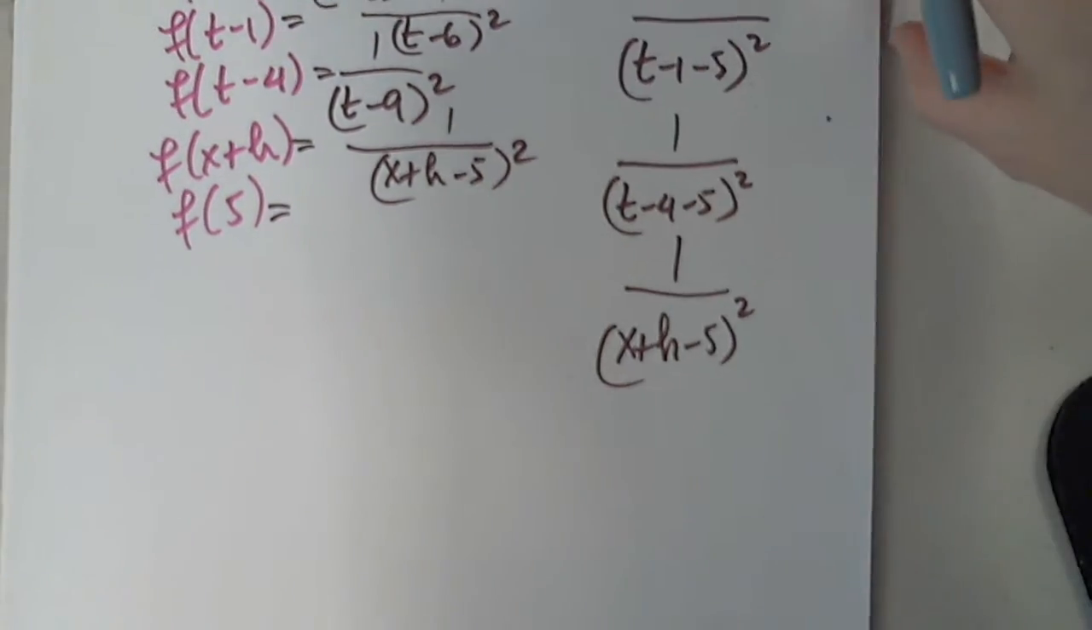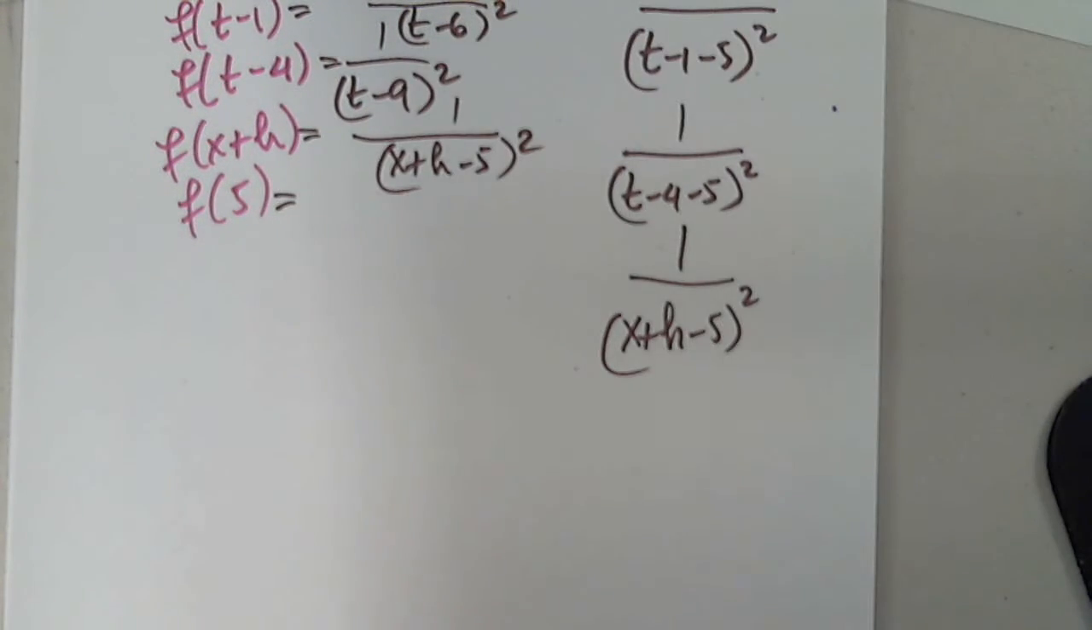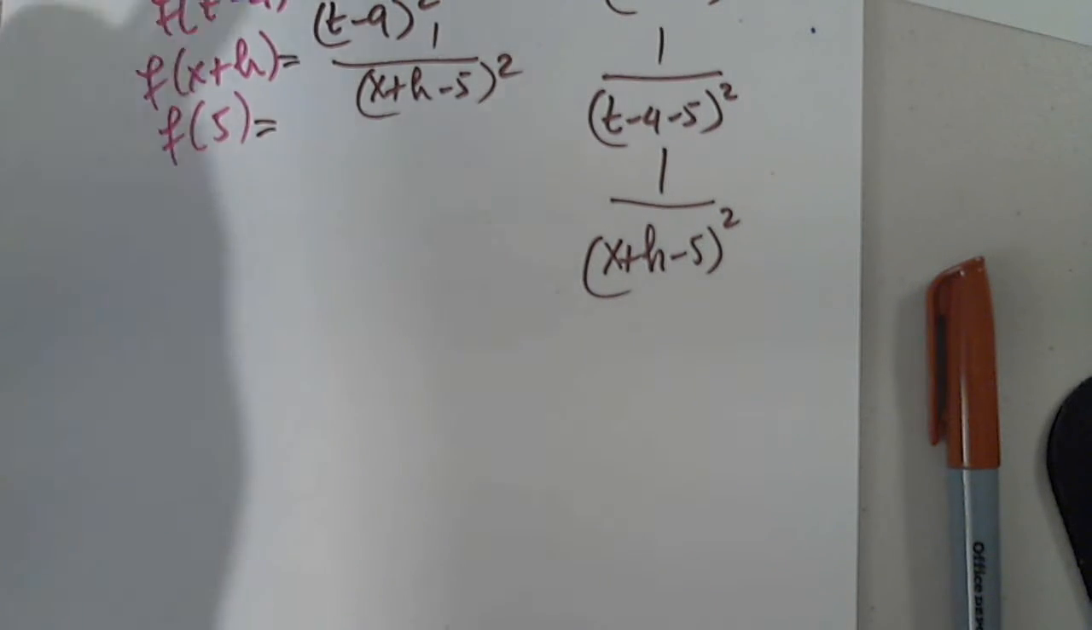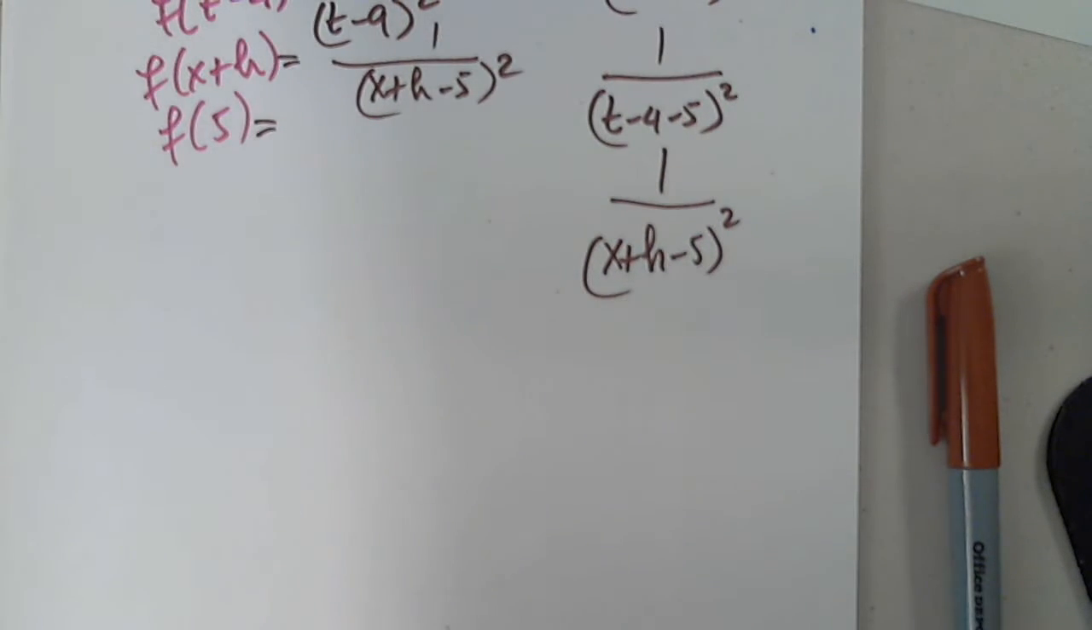Can anyone calculate for us f of 5? What would the answer be? Anyone?